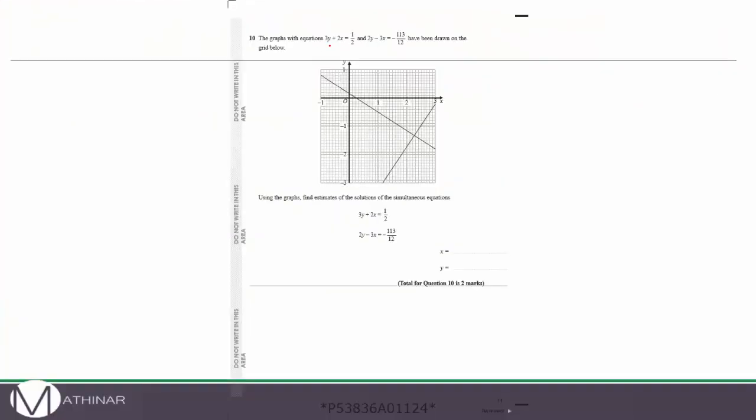The graphs with the equations 3y plus 2x equals a half and 2y minus 3x equals minus 113 over 12 have been drawn on the grid below. Use the graphs to find the estimates of the simultaneous equations. Well, if this is one graph and this is the other graph, the solution is where the two of them meet. So it's that red dot there. If we read off that red dot, the x value there I would say is 2.25, and the y value is minus 1.4, and that will get you 2 marks.